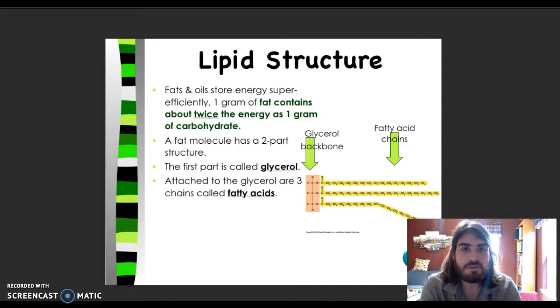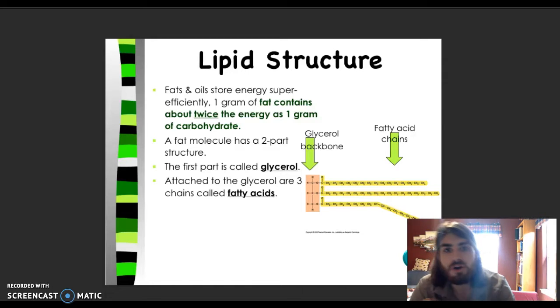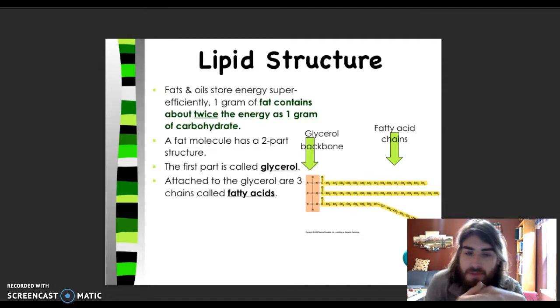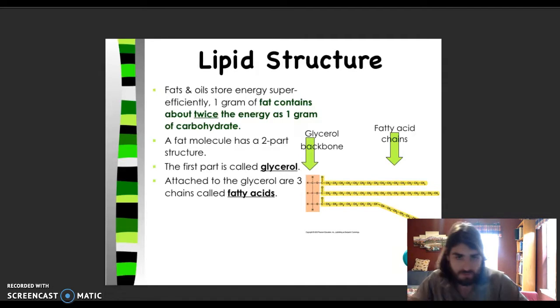Lipid structures are super efficient. One gram of fat contains about twice the energy as one gram of carbohydrates. That's insane. A fat molecule has a two-part structure. The first is called the glycerol. It's like the backbone, and it's attached to the fatty acid chains, which, as you can see by the picture there, kind of just branch off of each other, or off of the glycerol.